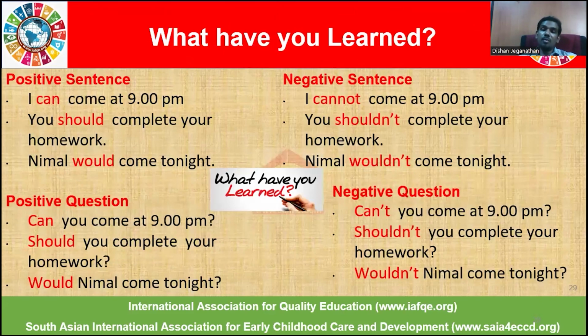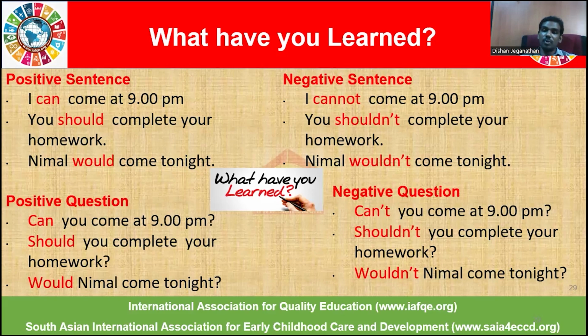So what we've learned in modal verbs has been summarized in this slide: the positive and negative sentences, and positive and negative questions. For a positive sentence with a modal verb, it will be subject, modal verb, followed by the main verb. And a negative sentence would be subject, modal verb plus not, followed by the main verb. I can come at 9 p.m. I cannot come at 9 p.m. You should complete your homework. You shouldn't complete your homework. Nimal would come tonight. Nimal wouldn't come tonight.